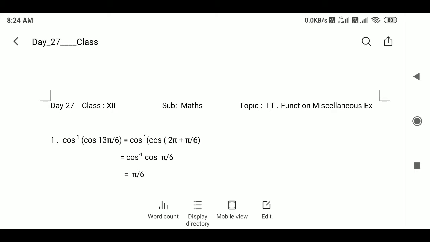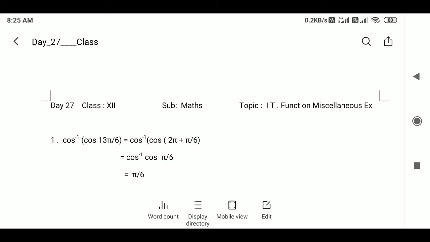Question number 1: you have to find the value of cos inverse cos 13 pi by 6. Here 13 pi by 6 does not lie in the principal value branch of cos inverse, that is 0 to pi, and 13 pi by 6 is 2 pi plus pi by 6.